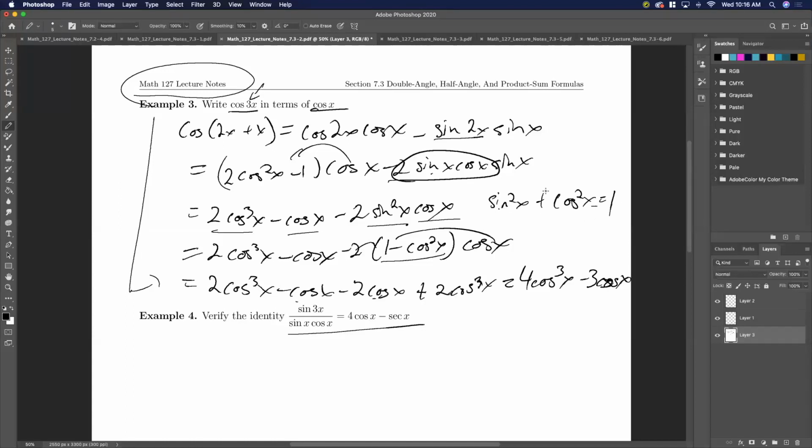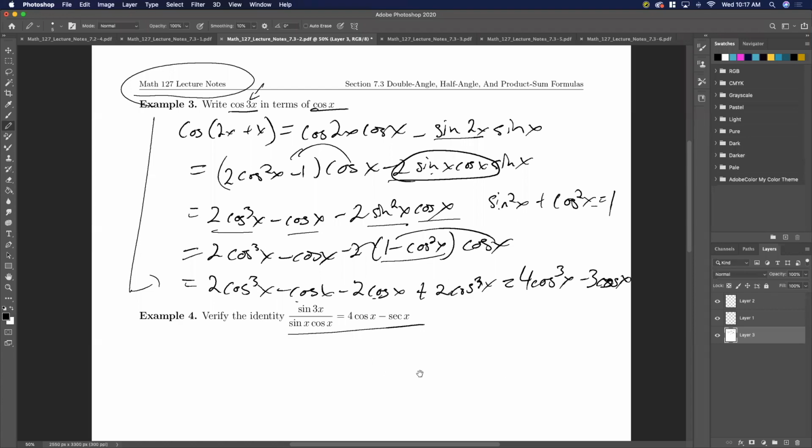So this squared plus this squared equals 1. And then if you move over the cosine, you'll have 1 minus cosine squared equals sine squared. That's where that one comes from.